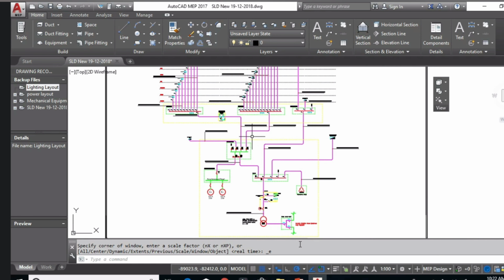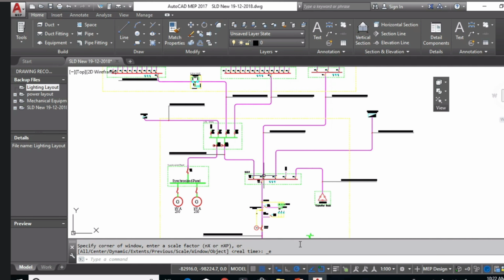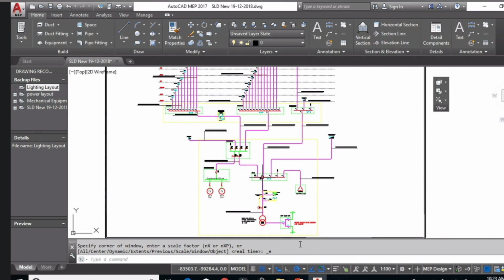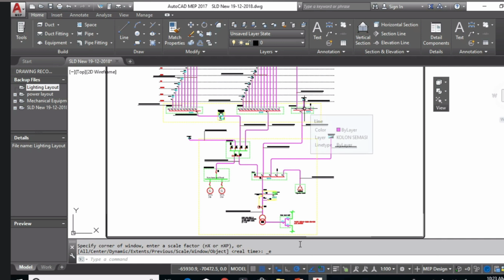And here I have the first load, which is the non-essential load, the output going directly from the transformer. See here, from the main DB I go directly to the load, which is the MCC for the HVAC system, and here for the outdoor lighting or landscape lighting.